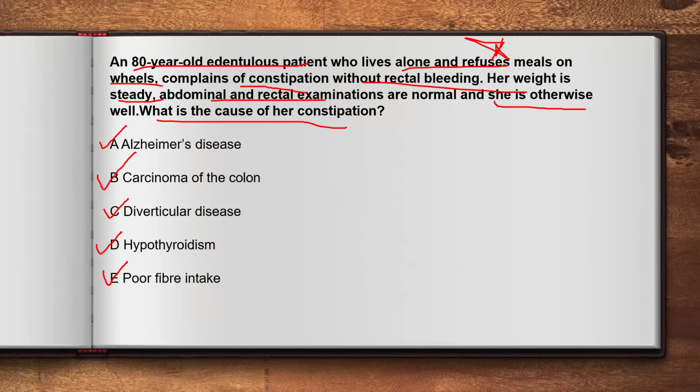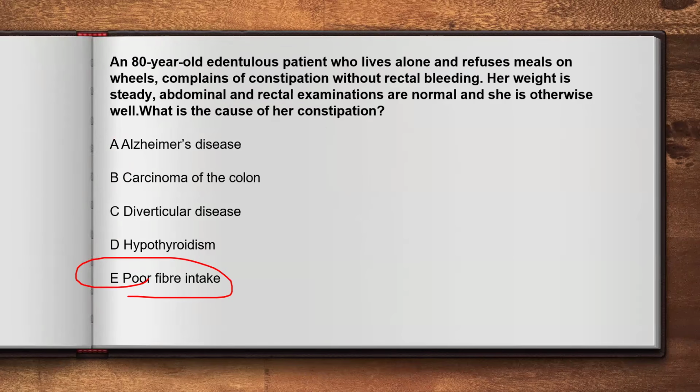See how she is refusing to eat meals. So if she doesn't have good oral intake, poor fiber intake, she will go and have constipation. With carcinoma of the colon, she will either have rectal bleeding, tenesmus, or some symptoms, weight loss. Diverticular disease also causes abdominal pain and bleeding whenever they open their bowel. Hyperthyroidism, weight will be increased. Alzheimer's usually doesn't cause any problem, it just causes memory issues and hygiene issues, but poor fiber intake is the problem here. So your correct answer is poor fiber intake leading to constipation.